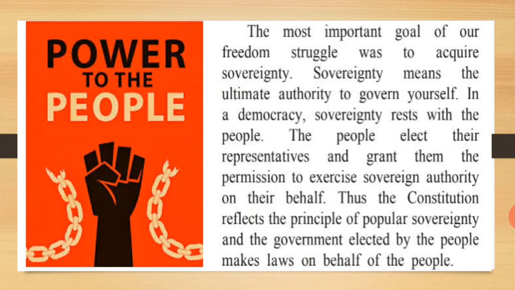The most important goal of our freedom struggle was to acquire sovereignty. Sovereignty means the ultimate authority to govern yourself. In a democracy, the sovereignty rests with the people. The people elect their representatives and grant them the permission to exercise sovereign authority on their behalf. Thus, the Constitution reflects the principle of popular sovereignty, and the government elected by the people makes laws on behalf of the people. So, as you see in the picture, the power is to the people.